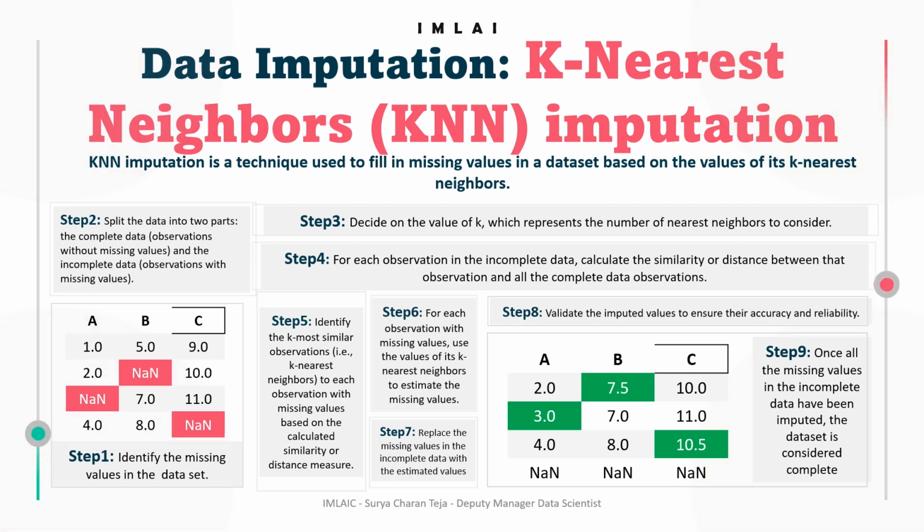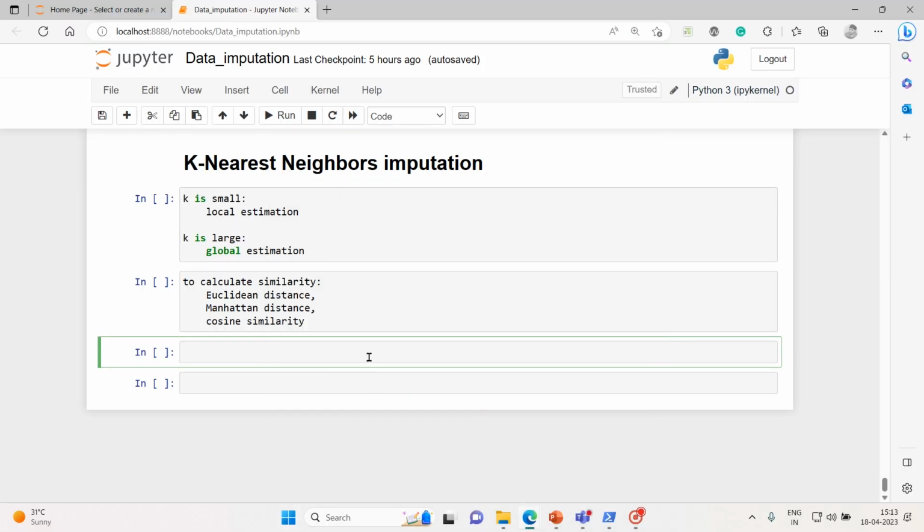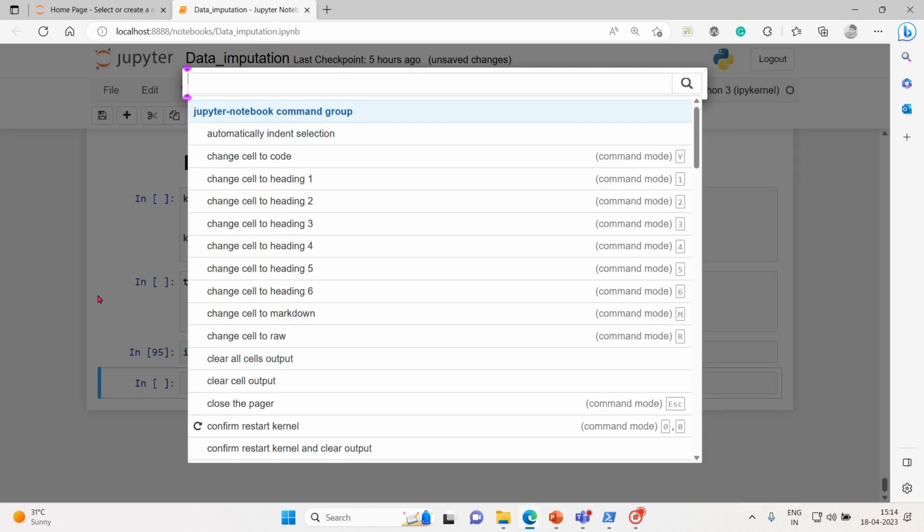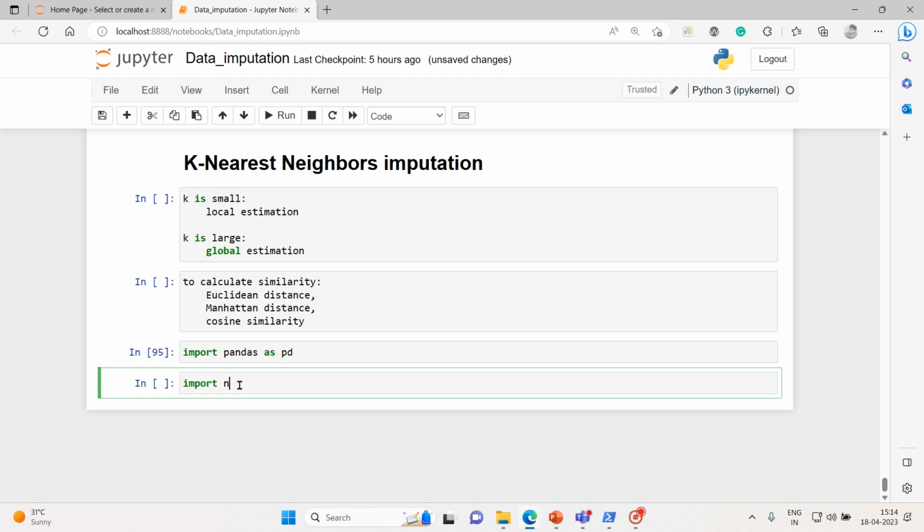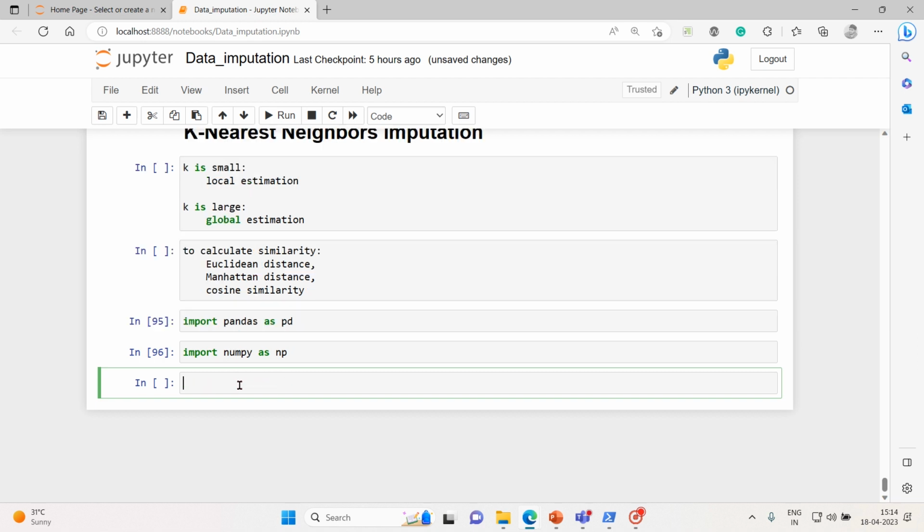So now let's take one simple example, and then we'll wrap up K nearest neighbors. So we need to import pandas as pd, then import numpy as np, then from the sklearn impute module import KNNImputer.